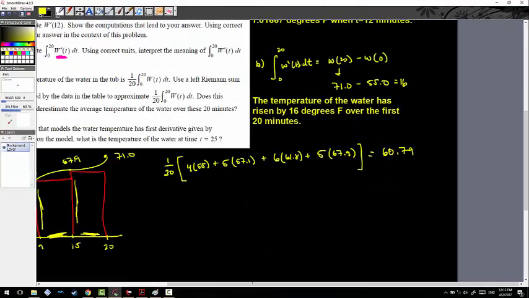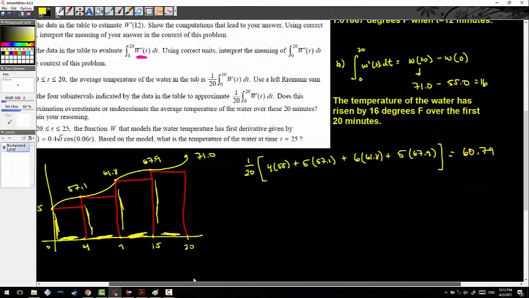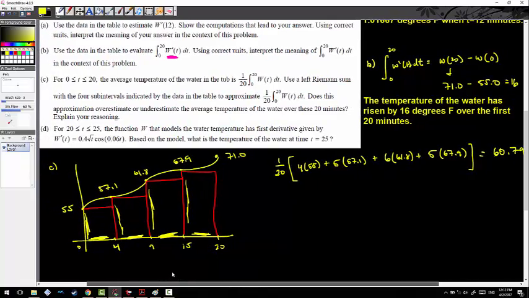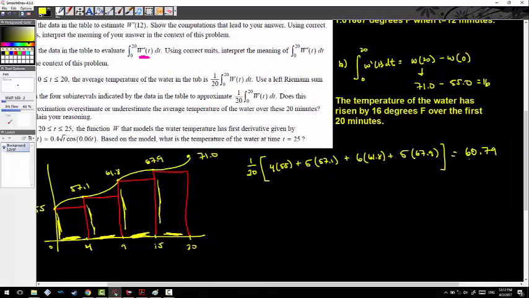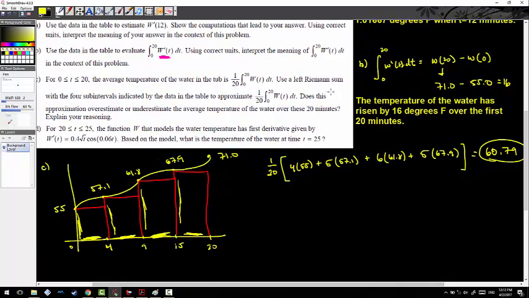Now let's look back at the original question. What is the original question actually asking? Use the data in the table to approximate that. We did that, very good. That is the average temperature of the water from 0 to 20. Does this approximation over or underestimate the average temperature of the water in those 20 minutes? Explain your reasoning. Well, that goes back to why I drew the graph all funky like that.